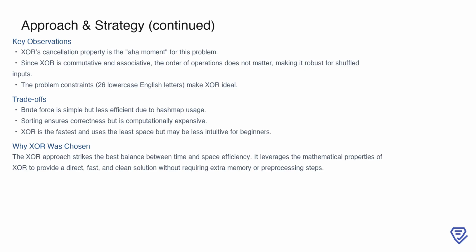Additionally, the simplicity of implementation, processing each character with a single XOR operation, makes it faster and more resource efficient than other methods. When comparing trade-offs, the brute force approach, while simple, is less efficient due to the need for a hash map. Sorting, on the other hand, guarantees correctness but incurs a computational cost that can be avoided. Ultimately, the XOR approach provides the best balance of time and space efficiency. It eliminates the need for extra memory or pre-processing steps and directly identifies the extra character with minimal computation, making it the optimal choice for this problem.